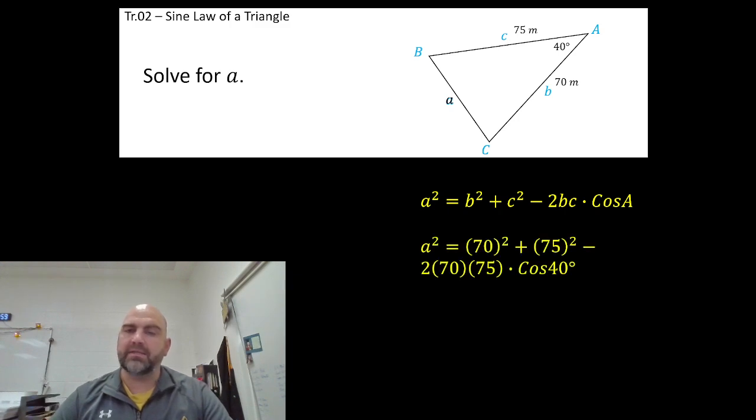It's so big I had to use 2 lines. Yikes. Should have made it a little smaller. When you punch this in, you're going to get that a squared is equal to 2481.53. That is a squared. We need to take the square root of that, and we're going to get an a value of 49.81. I hope that you got that as well.